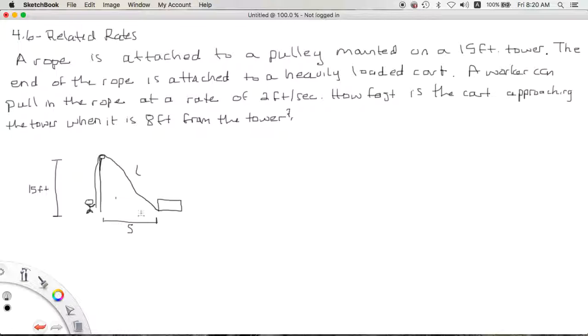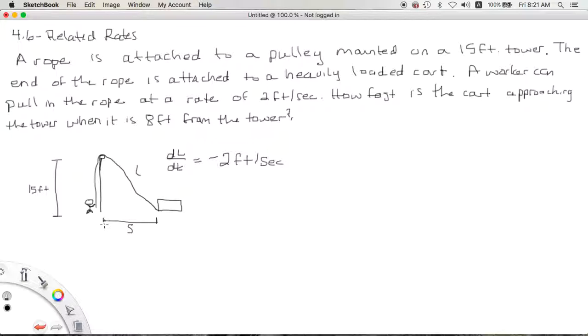All right, so when we have this, what information are we given? Well, we're given that it's a 15-foot tower, which we've already labeled. A worker can pull the rope in at a rate of 2 feet per second. Well, what does that mean is changing? Right, the length. So the length is changing with respect to time. Per second means with respect to time. And it's decreasing by 2 feet per second. So we make this negative because the length of the rope is decreasing by 2 feet per second because he's pulling it in.